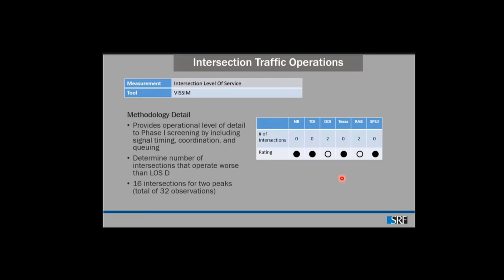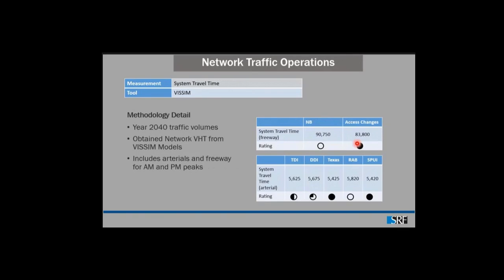In the next step, we have our access consolidation model. So we have our intersection traffic operations. In this case, we figure out which intersections perform at a level of service worse than level of service D. We report the level of service for all our alternatives, our TDI, DDI, Texas, Roundabout, and SPUI, and we see our Texas, SPUI, and TDI have a better level of service than our DDI and our Roundabout. So we use the Vissim node results for this analysis.